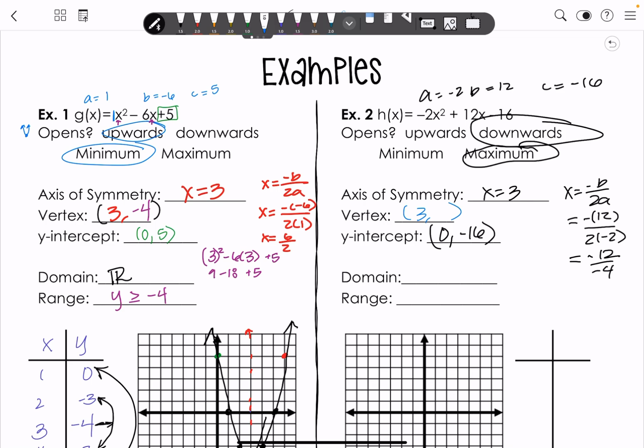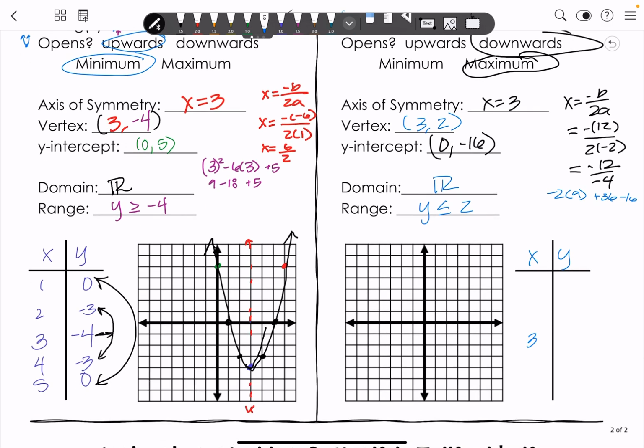And you're going to get -2 times 3 squared, which is 9, plus 12 times 3, which is 36, minus 16. When you add all of that together, you get 2. That means our range in this case is going to be less than or equal to 2. And as always, our domain is going to be all real numbers. Let's set up our table. Use our vertex as our middle point. 2, 1, 4, and 5.